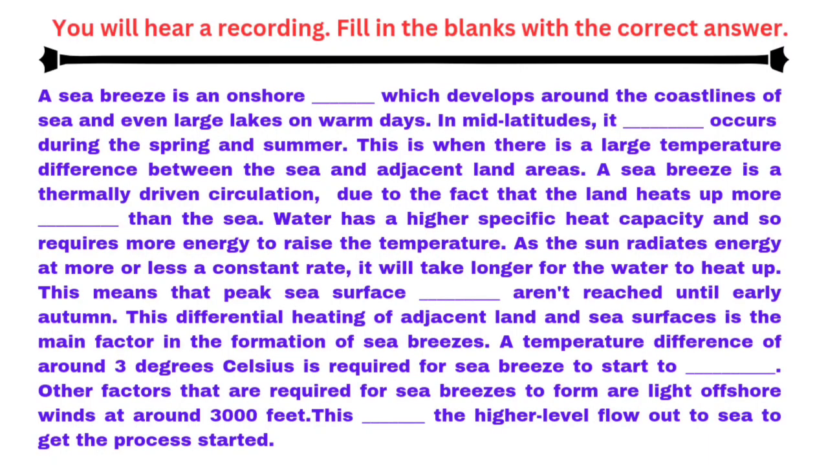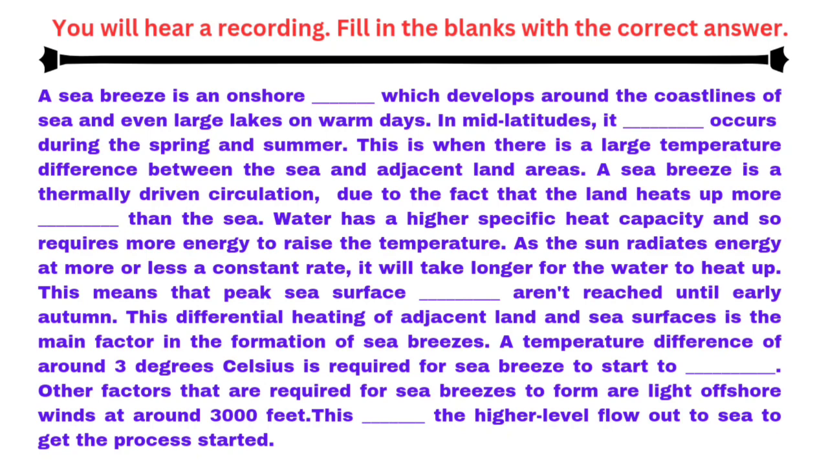A sea breeze is an onshore breeze which develops around the coastlines of seas and even large lakes on warm days. In mid-latitudes, it commonly occurs during the spring and summer. This is when there is a large temperature difference between the sea and adjacent land areas.